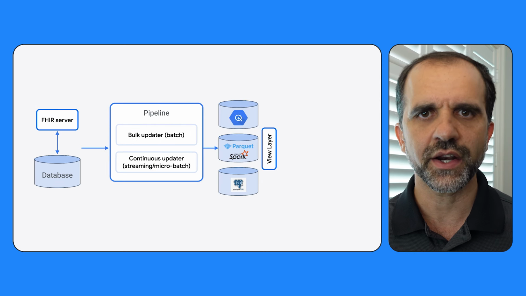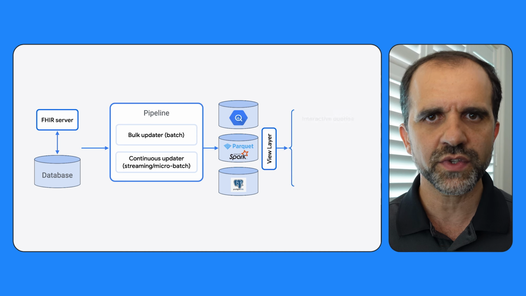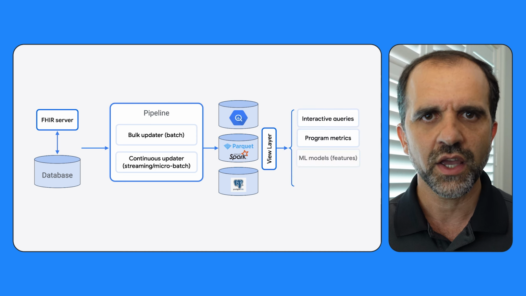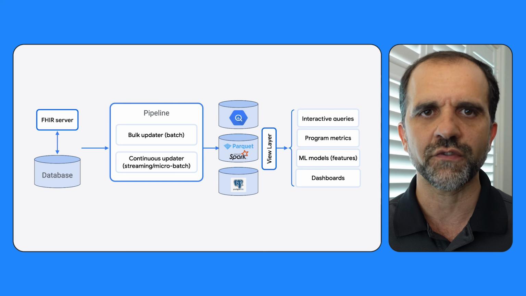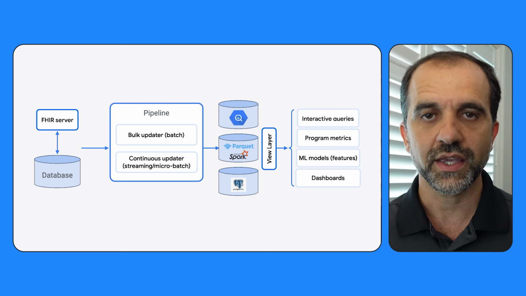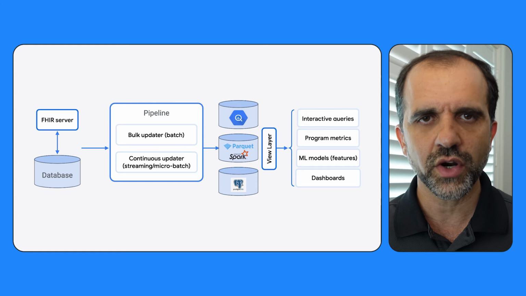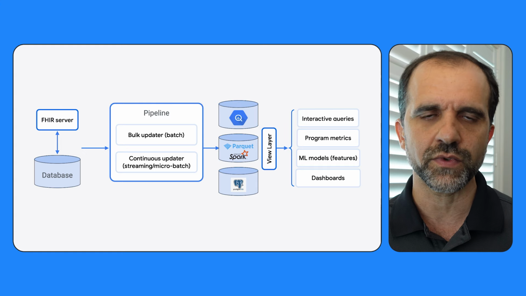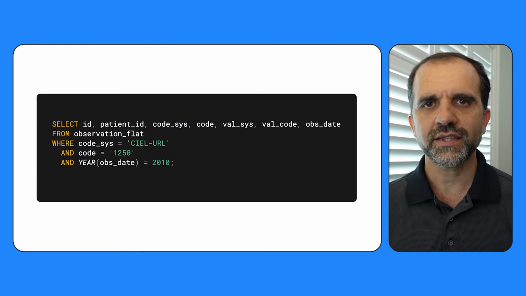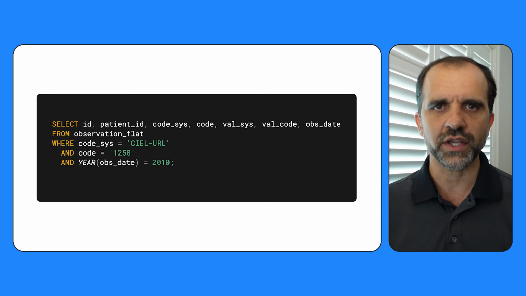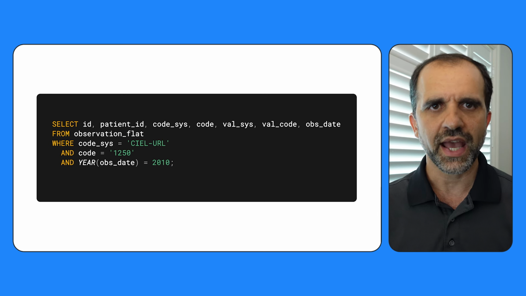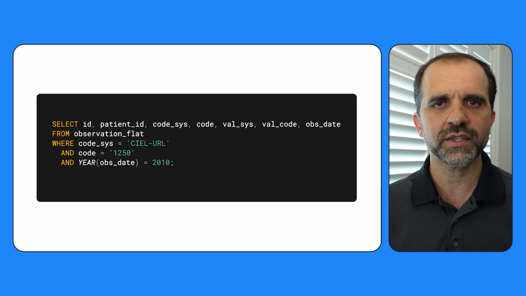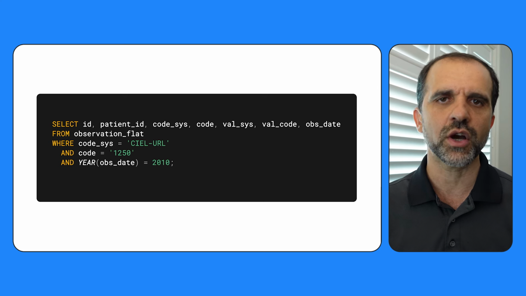The key point here is that the downstream users of the transformed data do not need to deal with the nested and repeated structure of FHIR resources. Instead, they write their queries against these flat views. For example, this is the same HIV ART query written against the observation flat schema. As you can see, the query is much simpler and easier to comprehend.